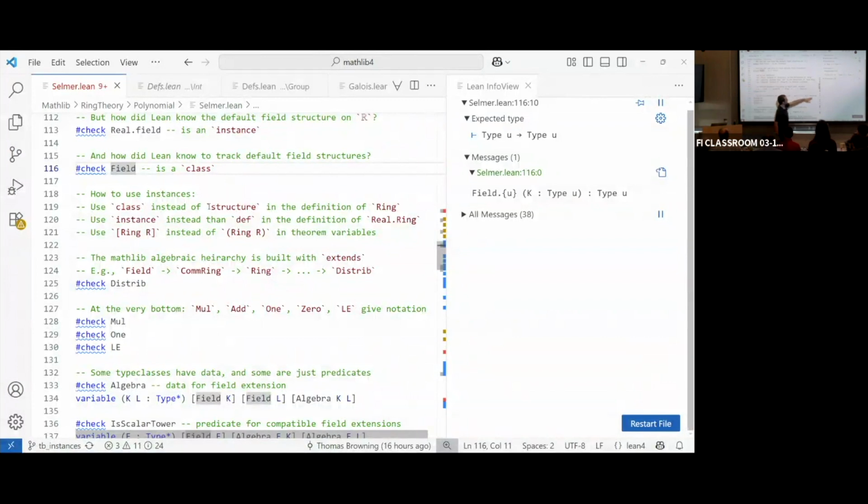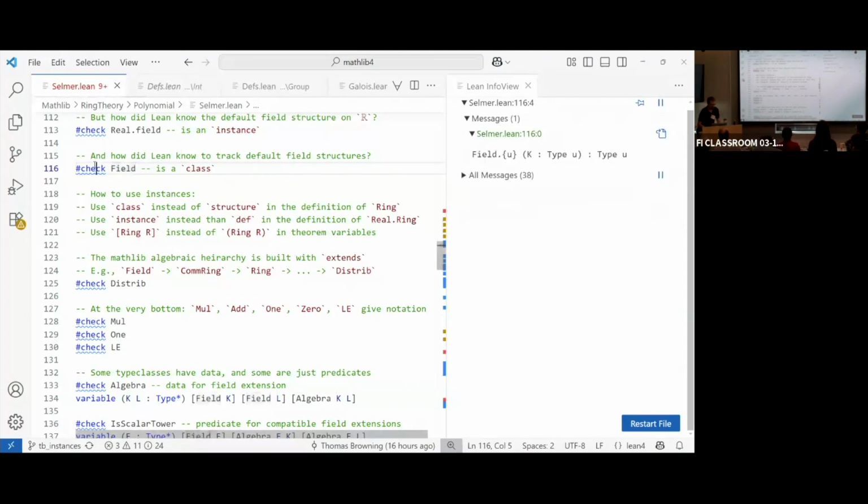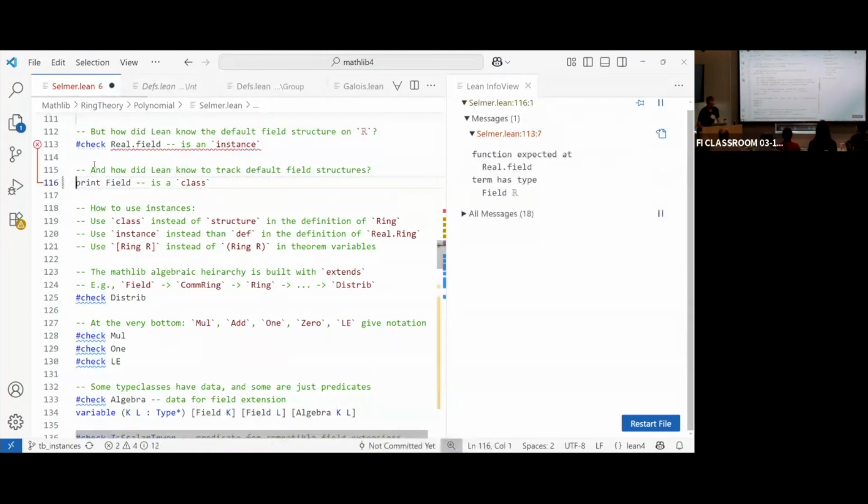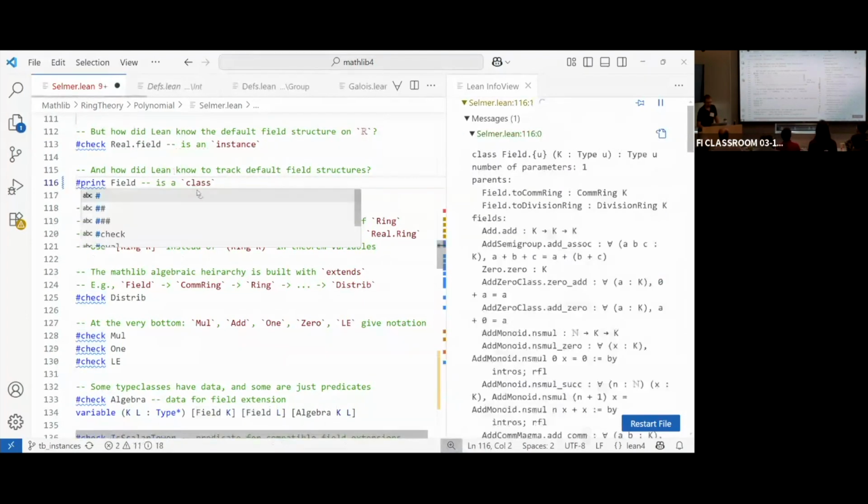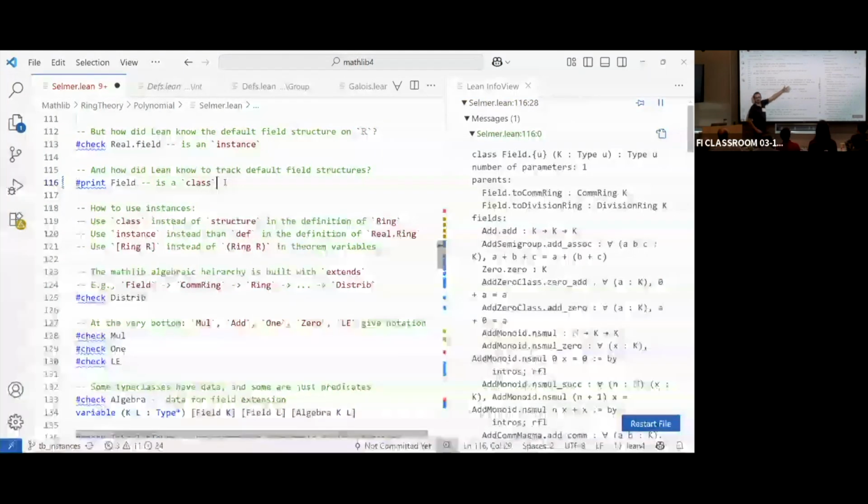Well, field is just a thing that takes in K and spits out a type, namely the type of all field structures. But abstractly, the type of field is a thing that takes in types and spits out types. If you want to know what it actually is, you can probably do print, and it'll give you more helpful information. Okay, here, so now it says it's a class. So check tells you the type, and print actually gives you the information about it.